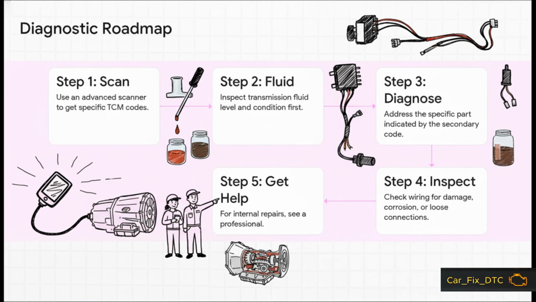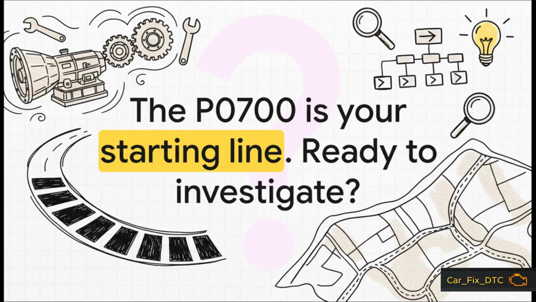So let's put it all together. Let's review your diagnostic roadmap. Step 1, scan with an advanced tool to get the real codes. Then, Step 2, always check your fluid first. It's the easiest thing and a super common issue. After that, use the specific code you found to guide your diagnosis. Check the wiring for any obvious damage, and hey, remember, for complex internal stuff, it's always best to get some professional help.